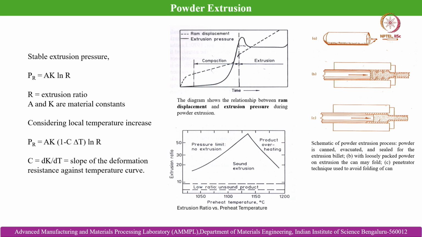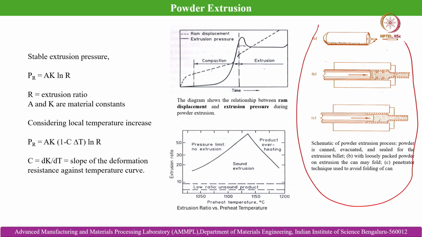So, for stable extrusion pressure, when we are talking about powder extrusion, P_R is equal to A K ln R, where R is the extrusion ratio, and A and K are material constants. Considering local temperature increase, P_R is equal to A K (1 minus C delta T) ln R, where C is equal to dk/dT, the slope of the deformation resistance against temperature curves. Here the powder extrusion process is shown schematically.